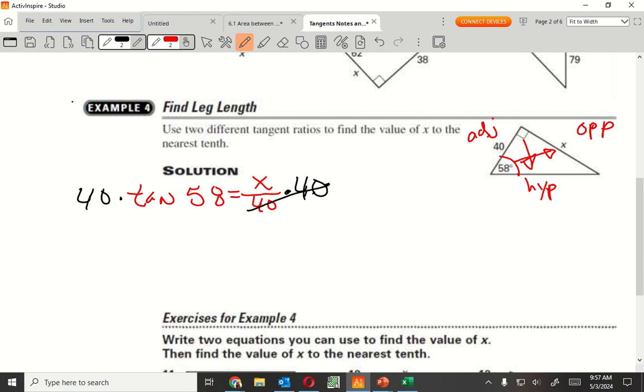So 40 times tangent 58 equals X. Is X by itself? Yes, X is by itself. This is why this is different than the previous one we were doing, because the previous one had another step at this point right here. But this one, is X by itself? Yes. If X is now by itself, I can plug that in the calculator.